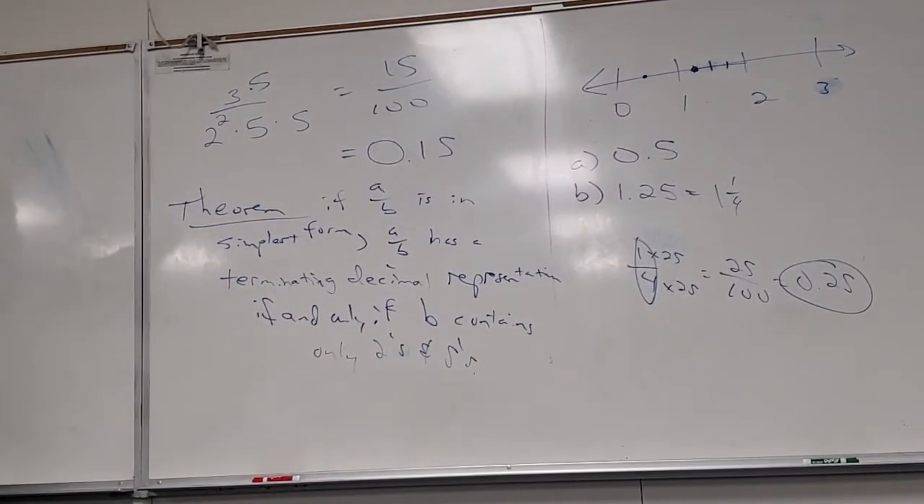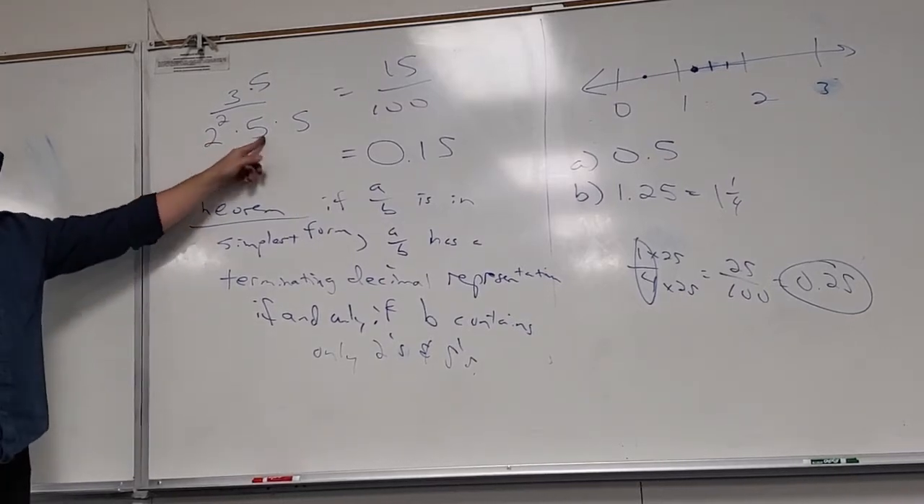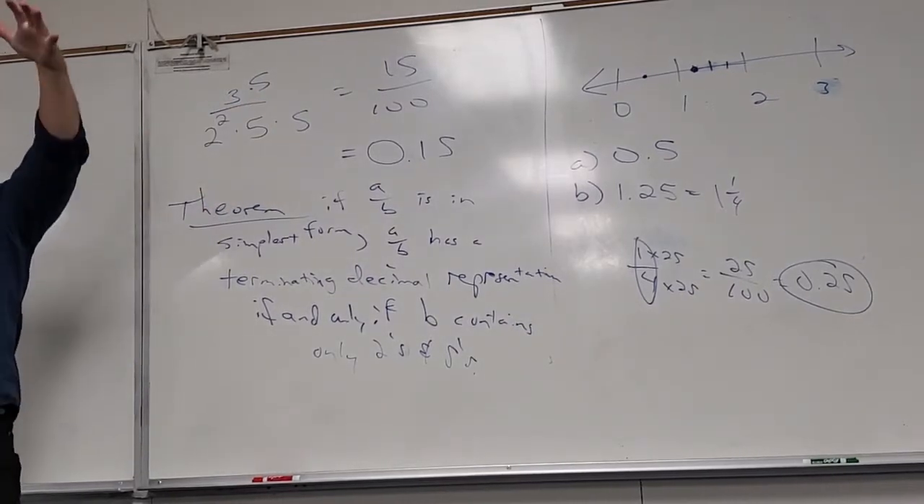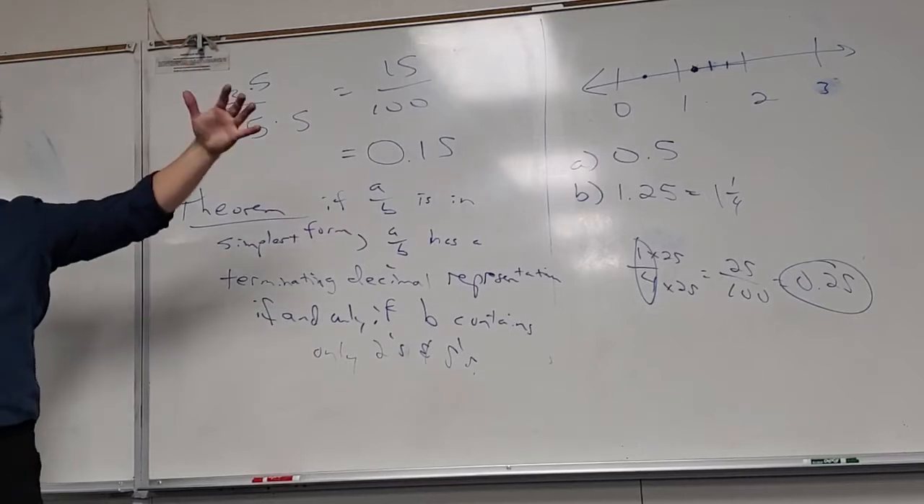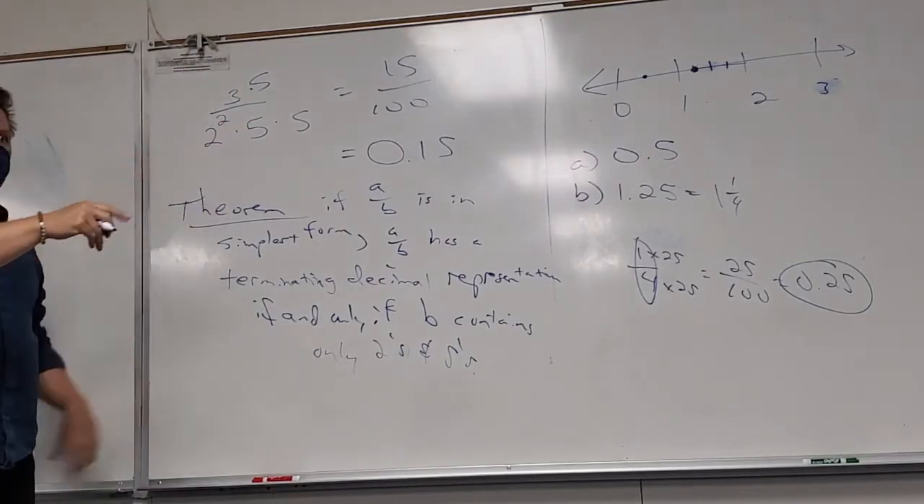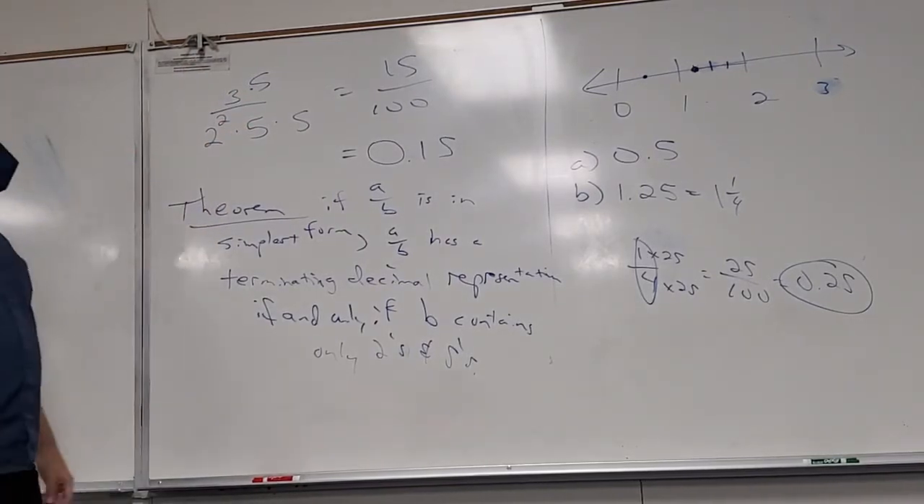If the bottom only contains 2s and 5s, I can always find some multiple of 10 for the bottom. Does that make sense? We've already done it a couple times.